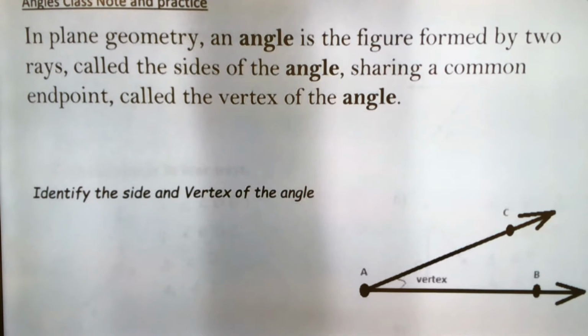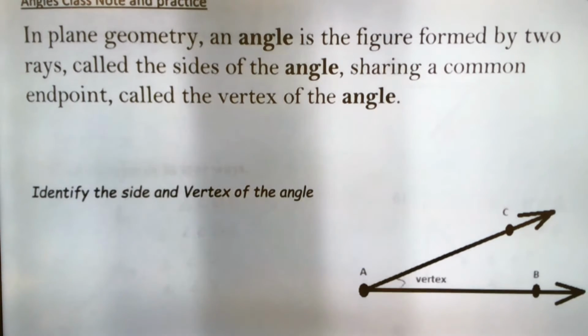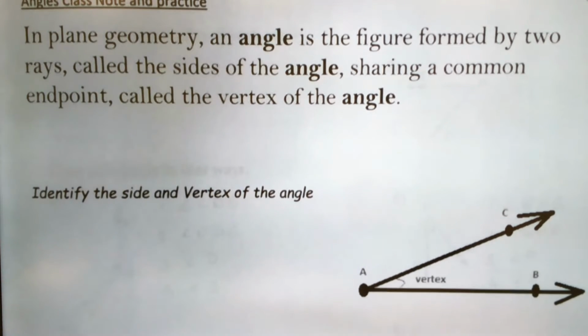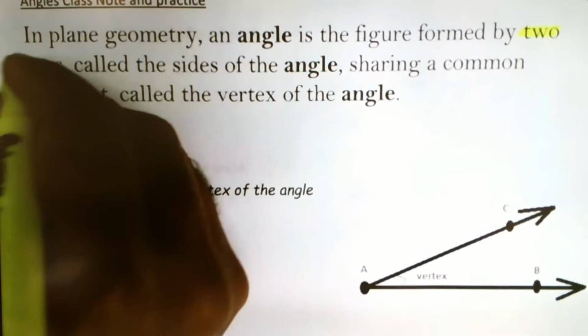Welcome to our new lesson, the lesson about angles. So first let's discuss the definition of the angle. It says that in geometry, an angle is a figure formed by two rays. So the important thing is an angle is formed by two rays.